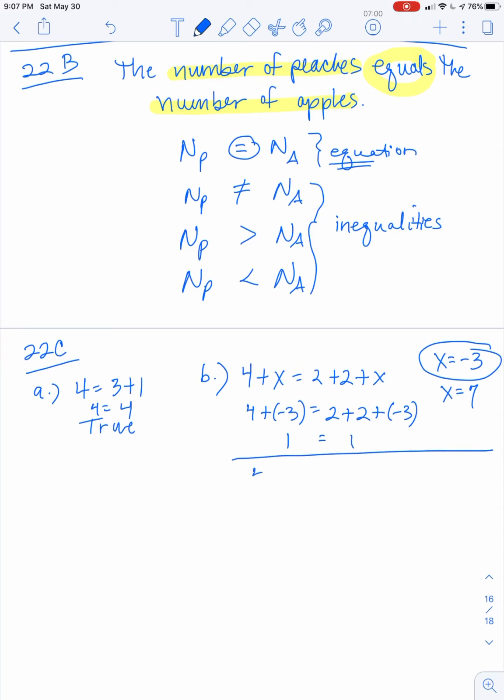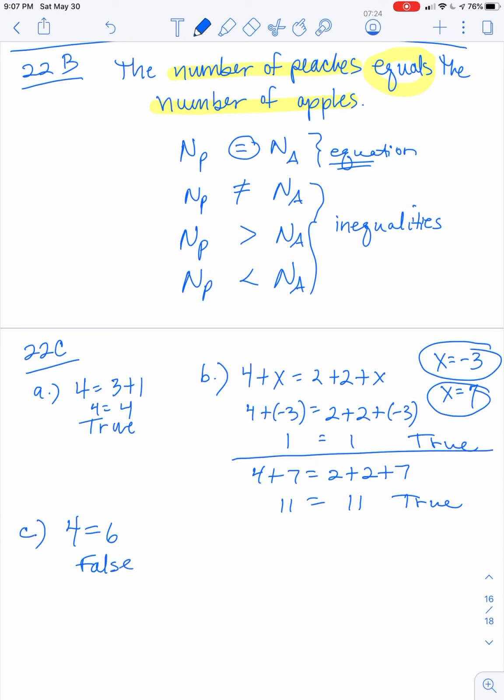Let's try the 7. 4 plus 7 equals 2 plus 2 plus 7. 11 equals 11. True. So 7 also makes this equation true, or satisfies the equation is what we might call it. Letter C, if you see something that looks like that, well, that's not true, is it? We call that a false statement. 4 does not equal 6.